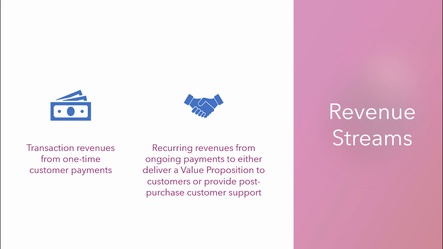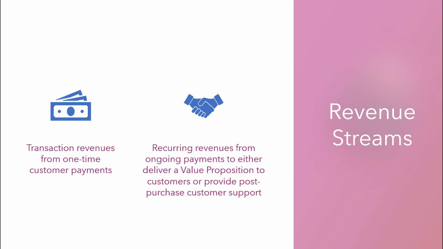And a business model can involve two different types of revenue streams. So the first would be transaction revenues, which result from one-time customer payments, or recurring revenues, and these result from ongoing payments to either deliver a value proposition to customers or provide post-purchase customer support.